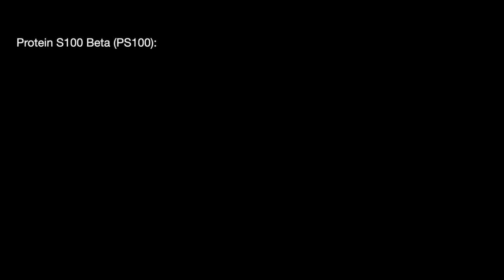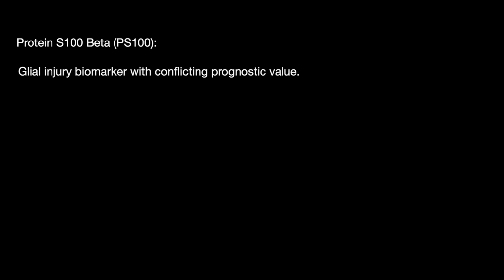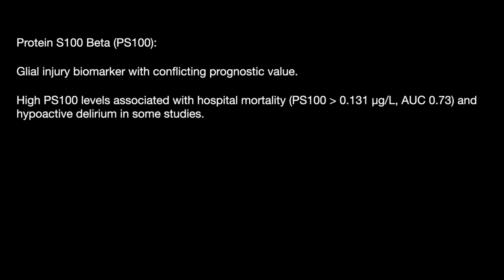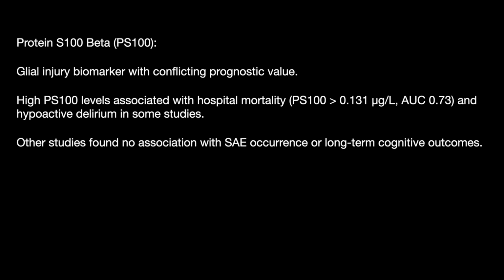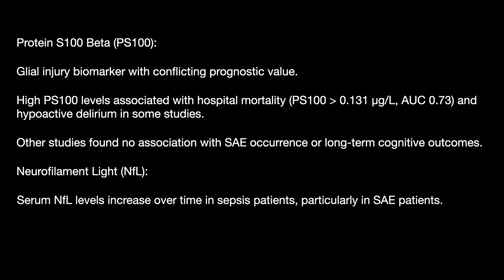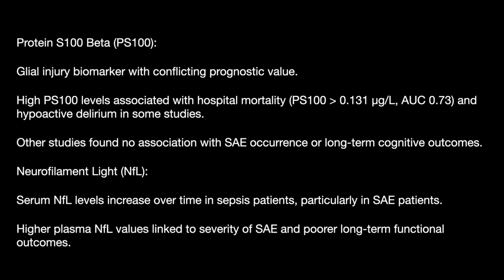So the next biomarker is protein S100 beta. It's a glial injury biomarker with conflicting prognostic value. A high S100B is associated with hospital mortality. Other studies found no association of this. And the other biomarker is neurofilament light. This increases over time in septic patients. Higher plasma level is linked with severity of the encephalopathy and poor long-term functional outcomes.